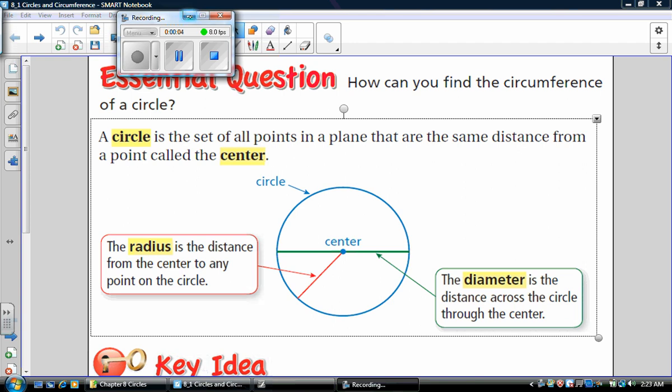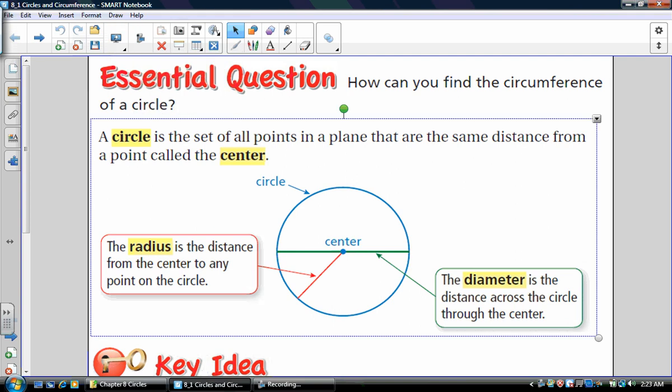All right, our lesson today is to be able to find the circumference of a circle. Some things we need to know: a circle is a set of all points in a plane that are the same distance from a point called the center.